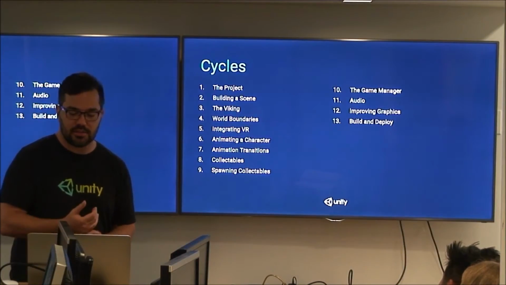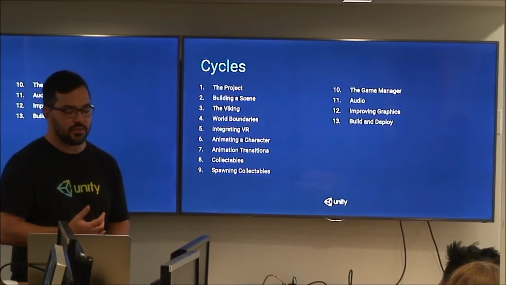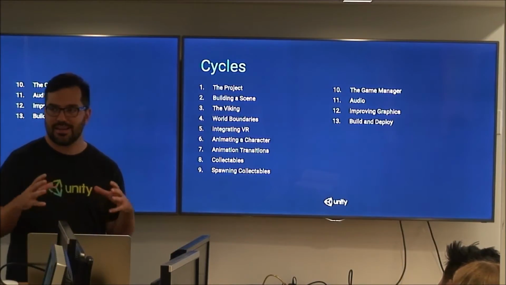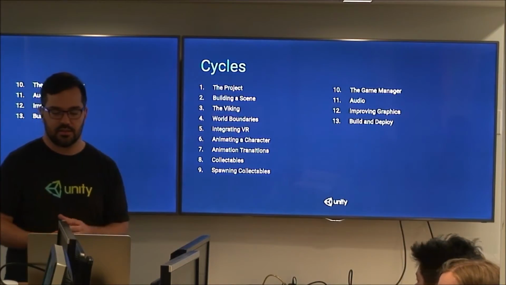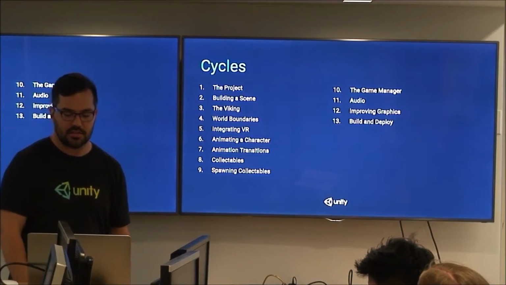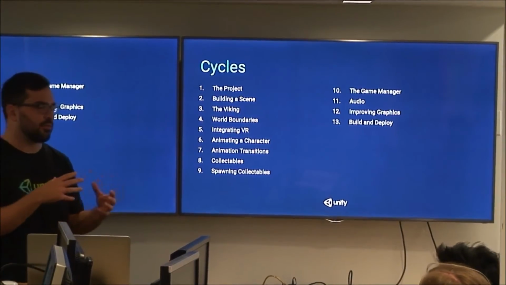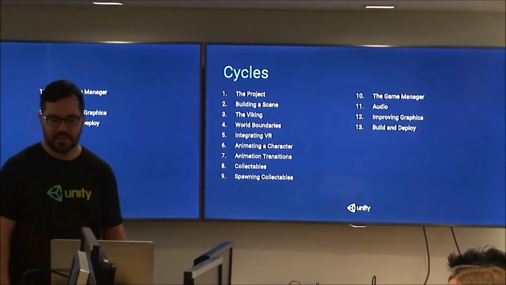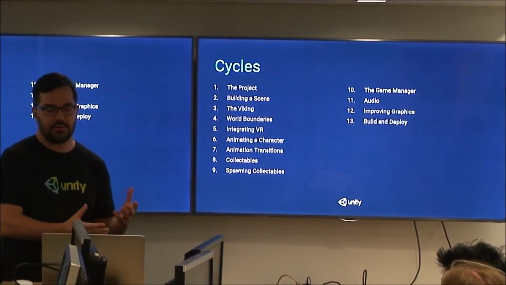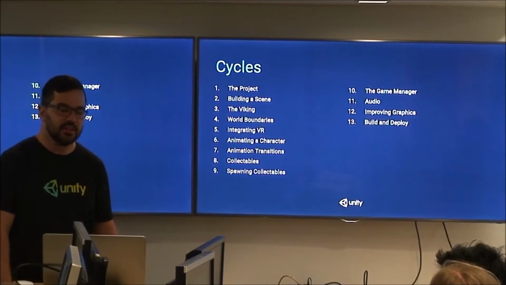We're going to add collectibles into our game. I'll show you how to spawn those collectibles. Create a game manager so we kind of have game logic and a win state for our game, a win and loss state. We're going to add some audio. We're going to do some things to kind of improve the graphics and look and feel of the game. And then I'll show you how you build and deploy games in Unity.